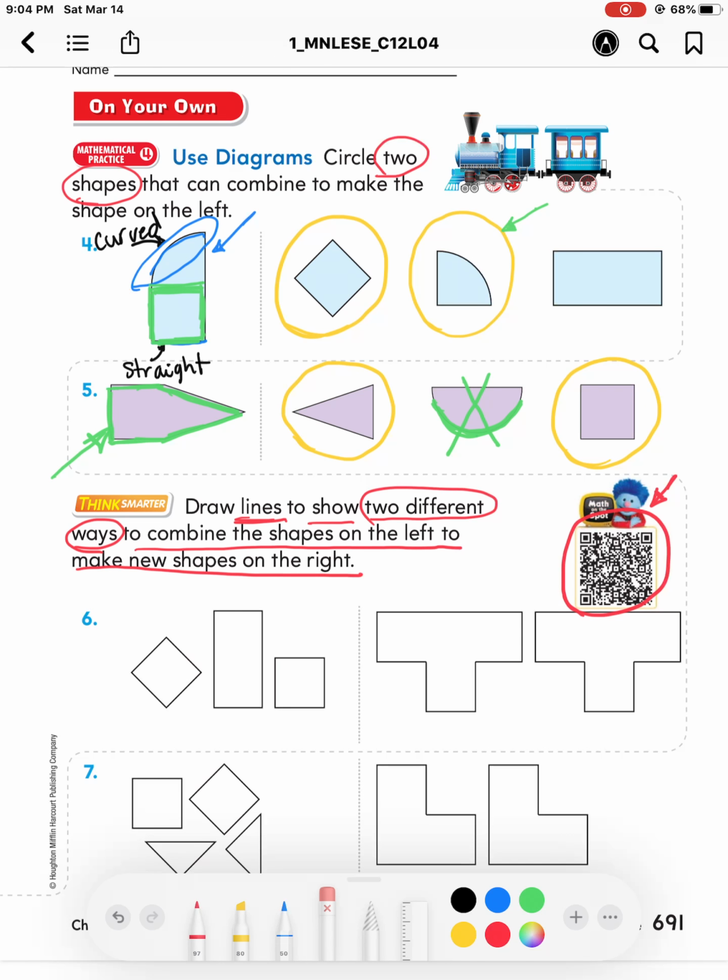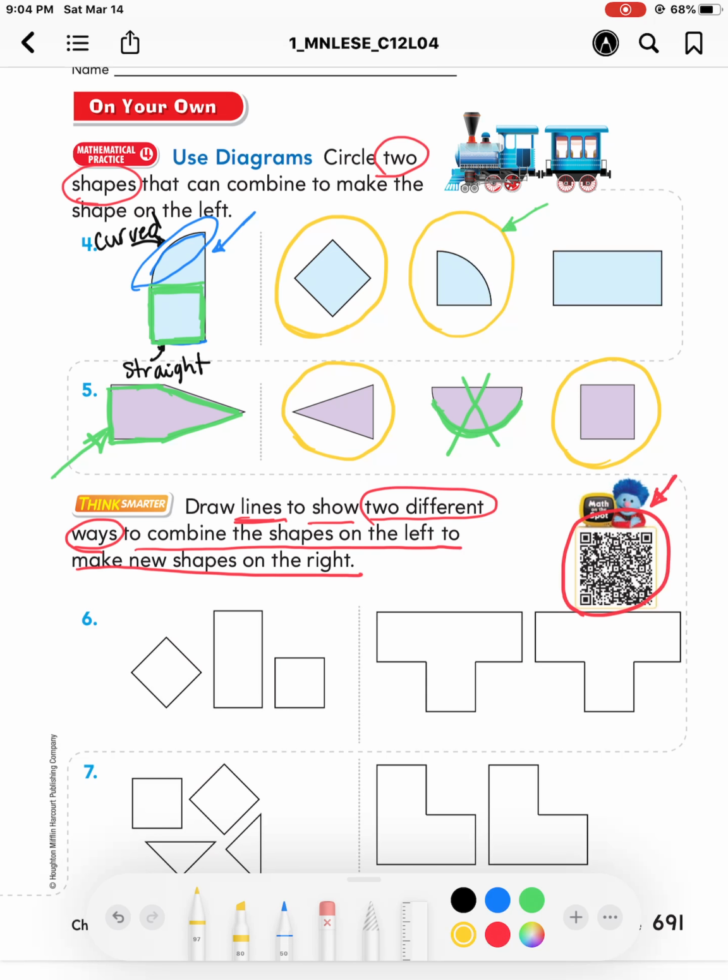How can we figure it out? I know it's a tough question, but I know that you are smart enough to know it. Now, if we have two squares here, we can draw lines, not only one line, we are asked to draw lines, so we can show two different ways to combine the shapes on the left. So we can do it like this.